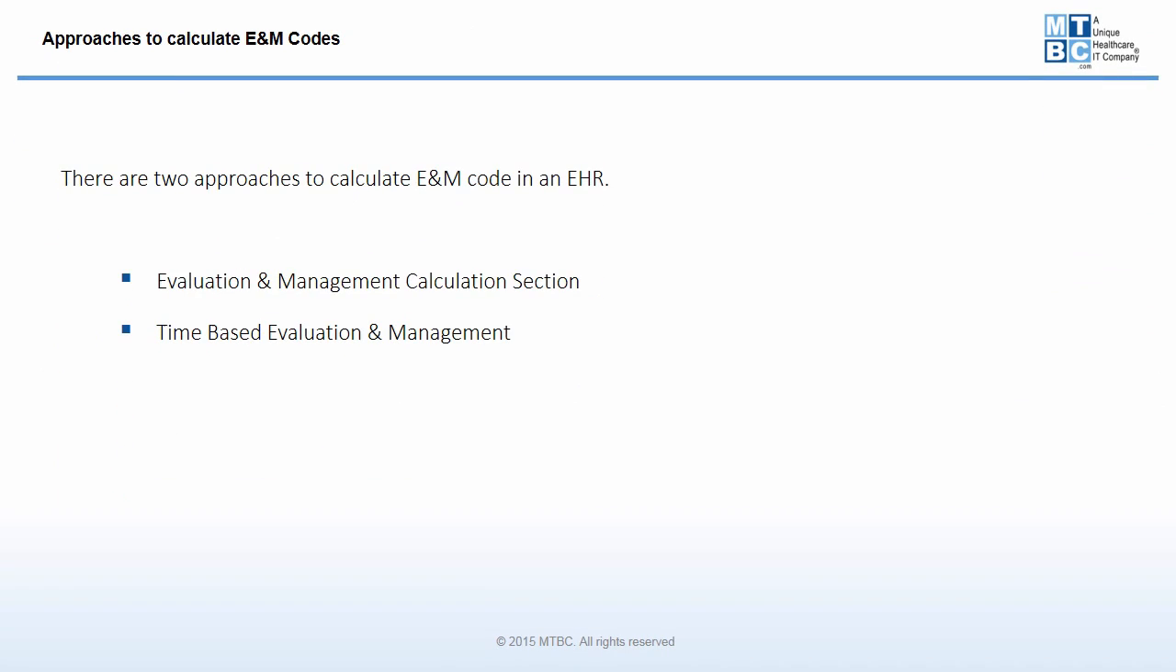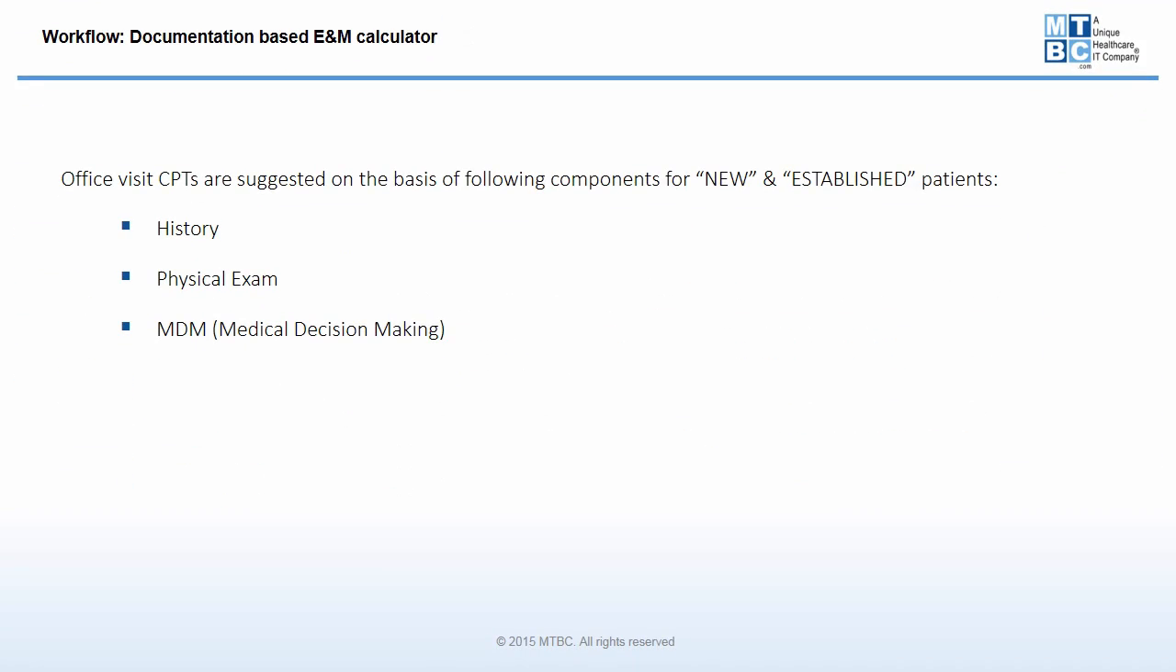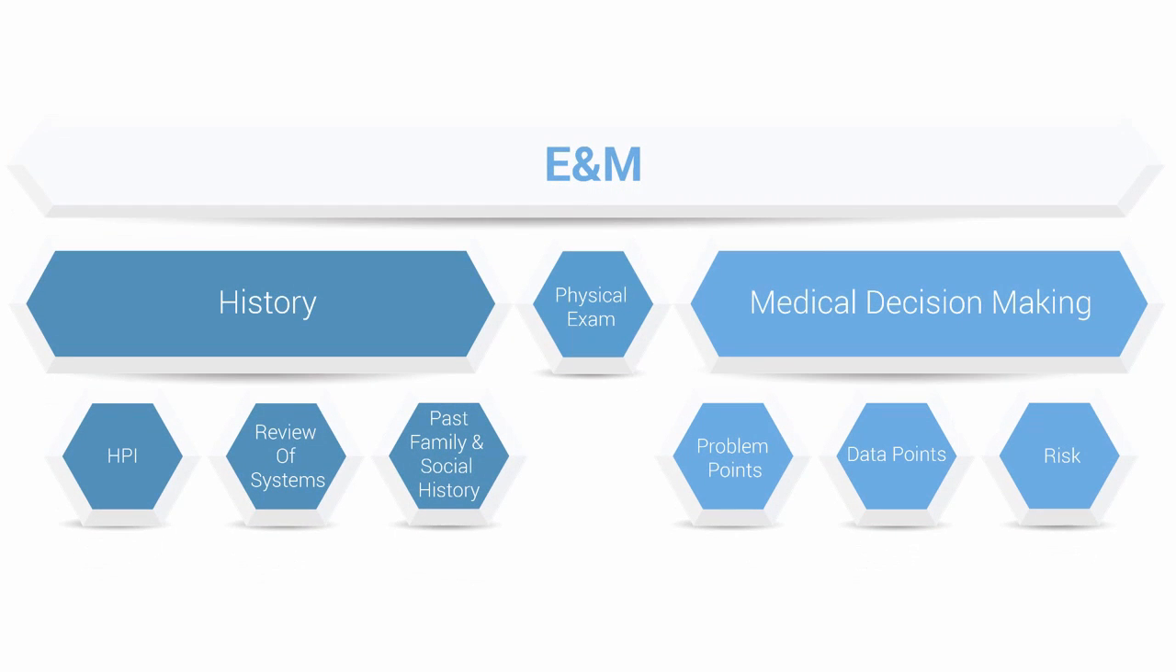There are two approaches to calculate E&M code in EHR: evaluation and management calculator, and time-based evaluation and management. The office visit CPTs are suggested on the basis of the following components: history, physical exam, and medical decision making, MDM. If we break it down for you, there are basically three sections in the evaluation and management visit: history, physical exam, and medical decision making.